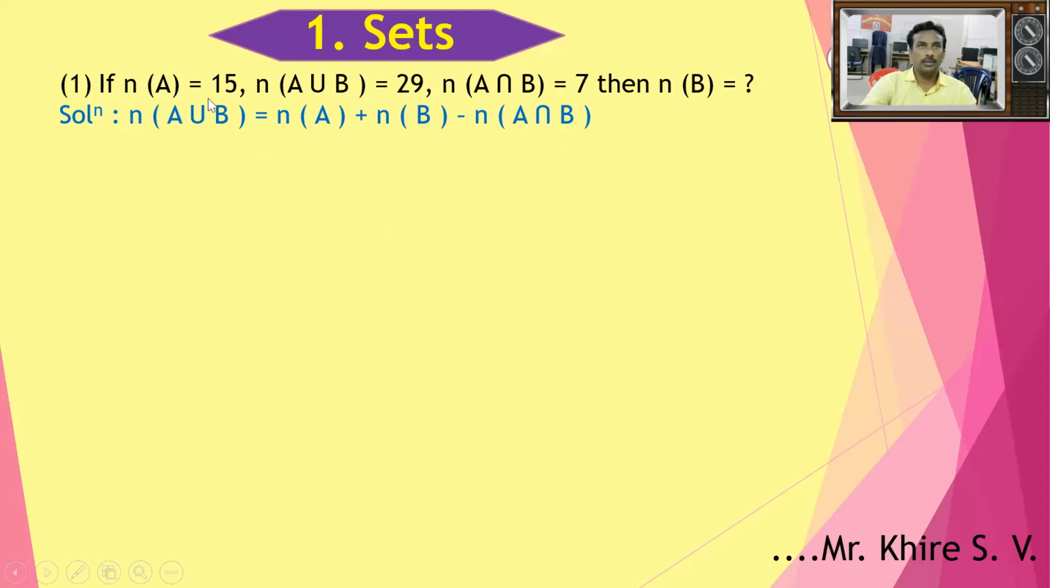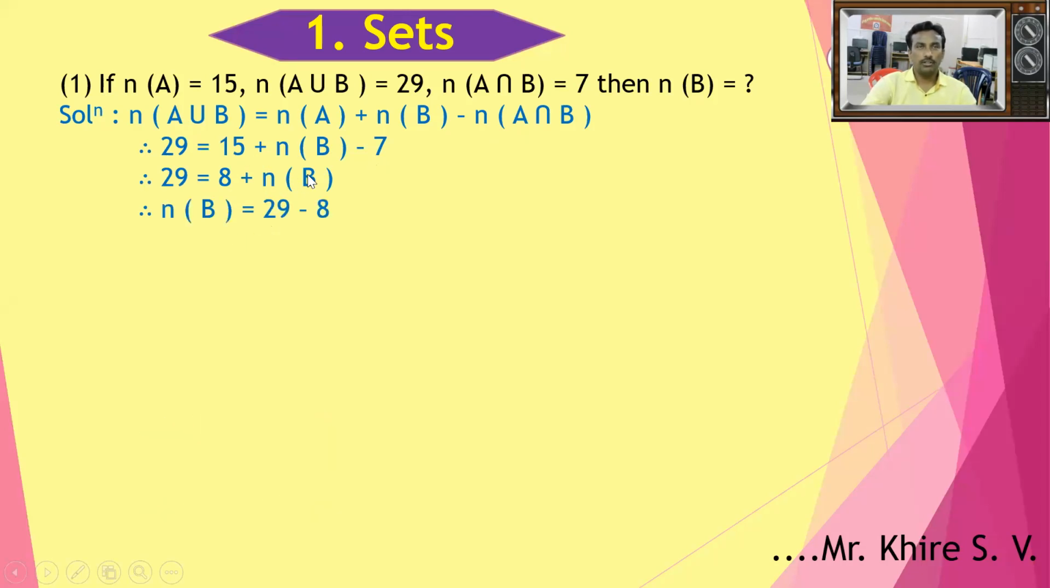We have n(A) 15, n(A union B) 29, n(A intersection B) is 7. We have to find out n(B). Put the values which are given. n(A union B) is 29, n(A) is 15, n(B) we have to find out, minus n(A intersection B) is 7. Therefore 29 is equal to 15 plus n(B) minus 7. Now 15 minus 7 is 8, plus n(B).